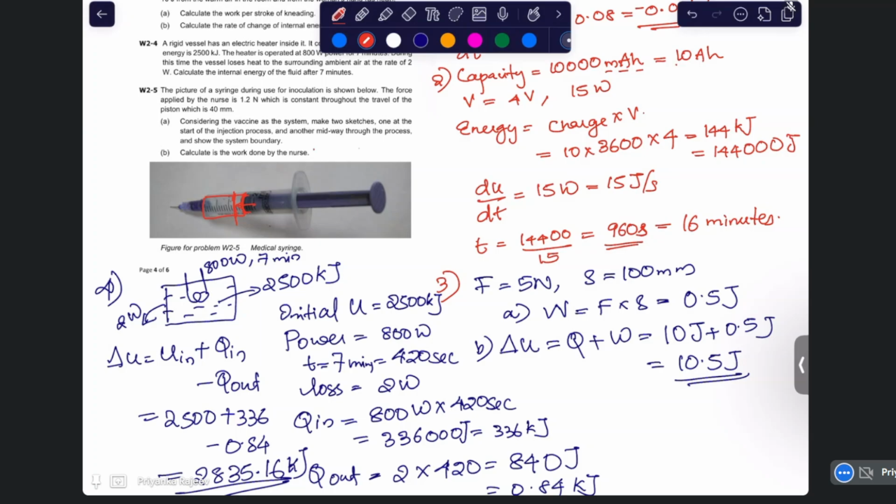Work done will be what? 1.2 Newton times 40 mm. 40 mm you have to convert it to meter and then multiply. So that is 0.04. It will be around 0.048 joule. So nurse is not doing much work.